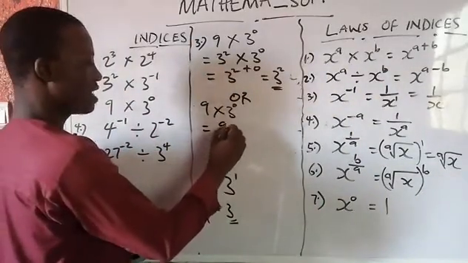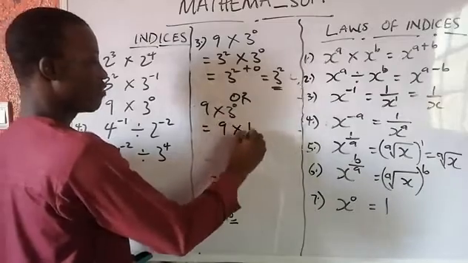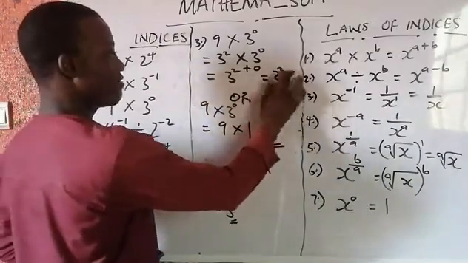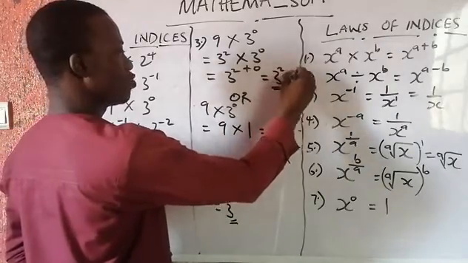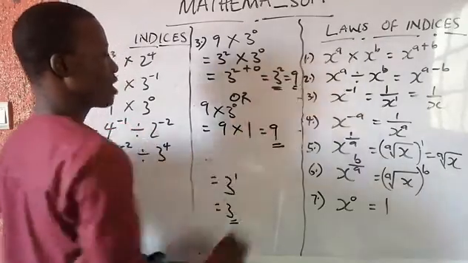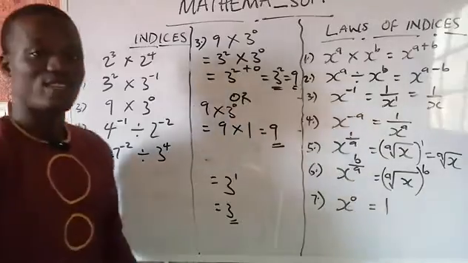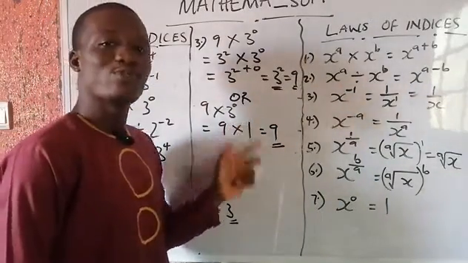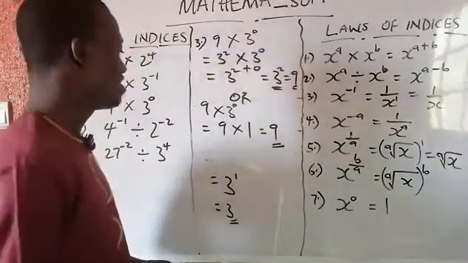So I can have 9 times 3 raised power 0 will give me 1, and the answer will give me 9. Just like as I have here that 3 raised power 2 is also 9. So I will get the same answer either way that I do it, still applying the laws of indices, because it's indices that make me know that 3 raised power 0 is 1.